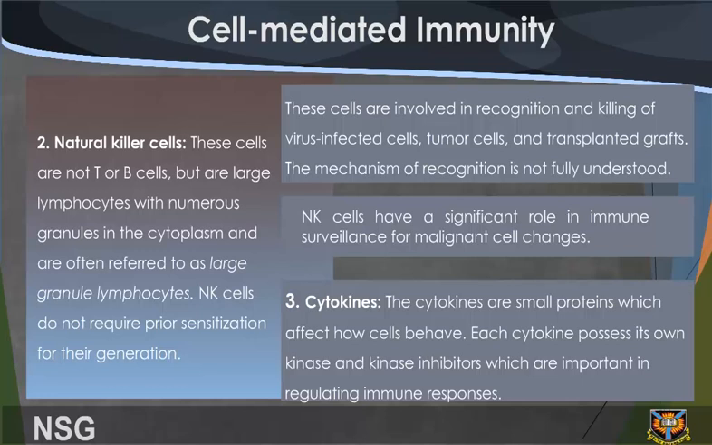2. Natural killer cells. These cells are not T or B cells, but are large lymphocytes with numerous granules in the cytoplasm and are often referred to as large granule lymphocytes. NK cells do not require prior sensitization for their generation. These cells are involved in recognition and killing of virus-infected cells, tumor cells, and transplanted grafts. The mechanism of recognition is not fully understood. NK cells have a significant role in immune surveillance for malignant cell changes.